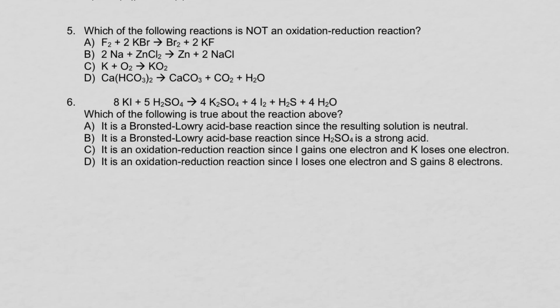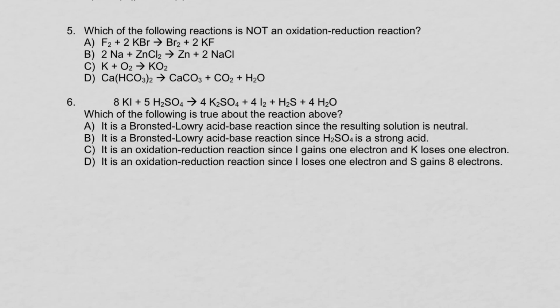So A and B are both redox, and then we get to C, and we have a synthesis reaction, 2 elements forming a compound, so no question that's got to be redox as well, so that leaves us with D. D must be the answer. And if students go through and assign, this could be a good practice problem, and require them to assign oxidation numbers to every species, and then we'll see that none of the atoms do change oxidation number, so D is the answer. Moving on to 6, which of the following is true about the reaction above?